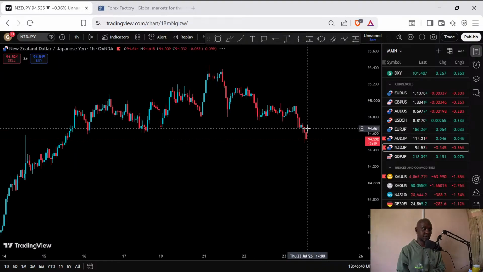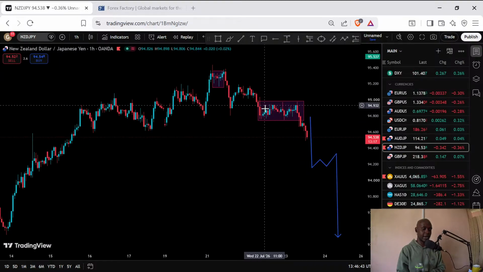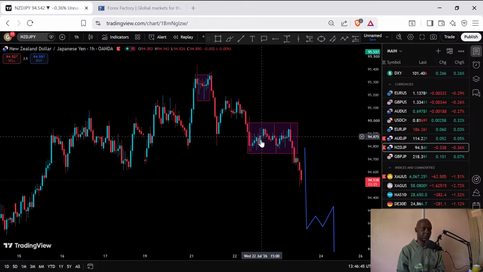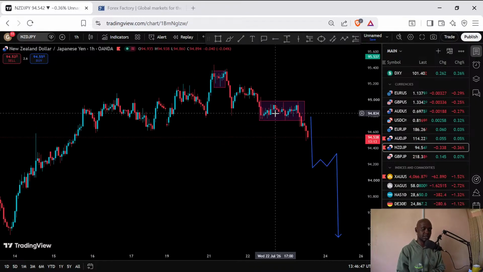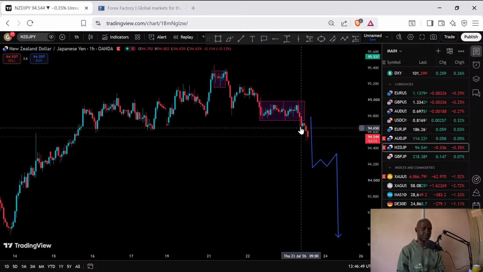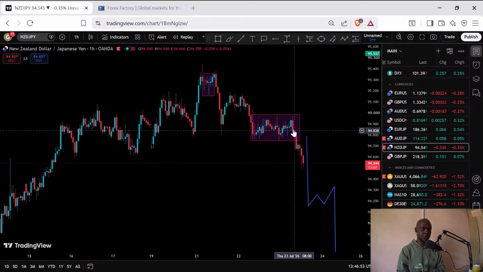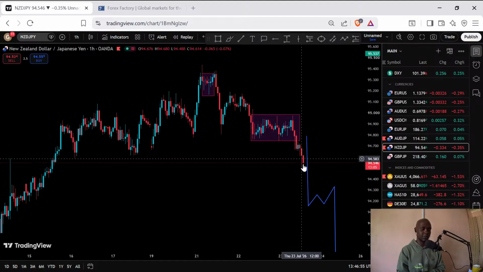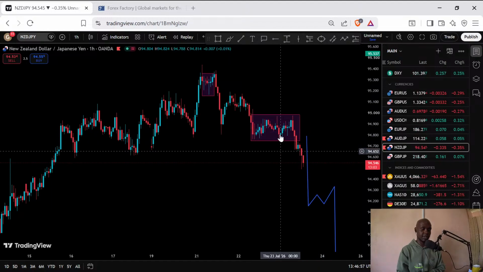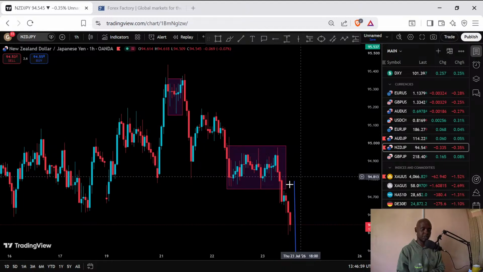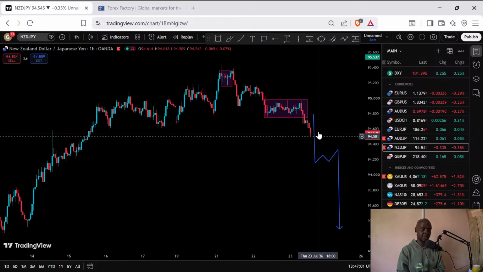New Zealand JPY, I was waiting to see how we're going to break out of this consolidation on a range, and I'm still waiting for this candle to close, and I'm still waiting for confirmation of selling pressure, because this push is not that convincing for me to look for shorts at this point in time. I still need to give it some time.